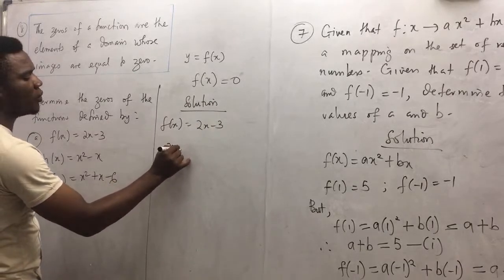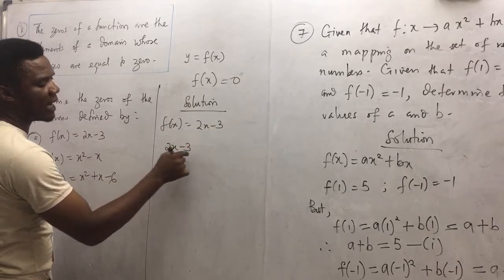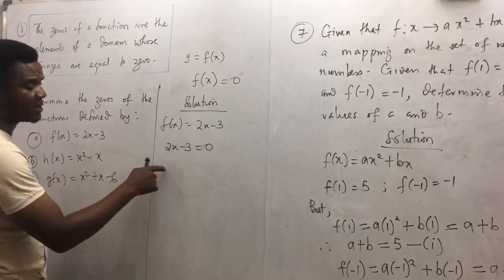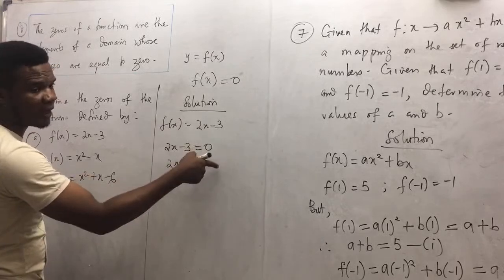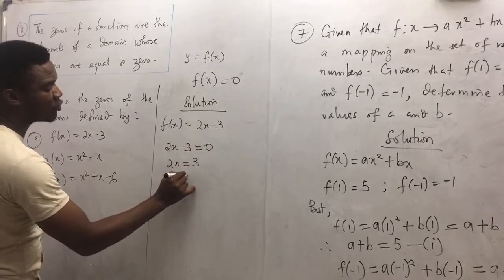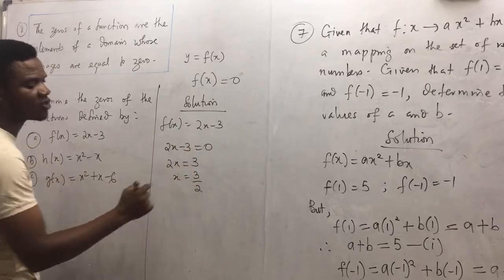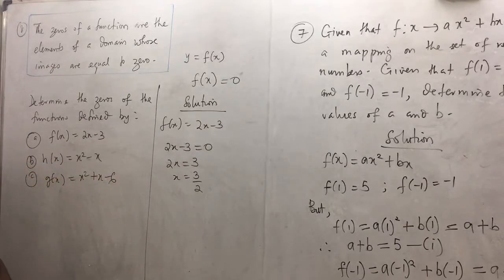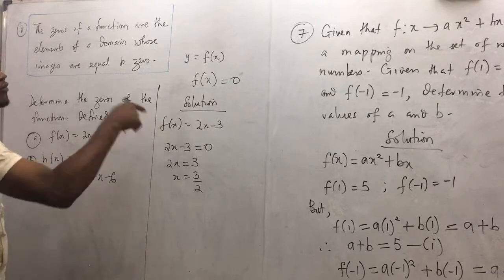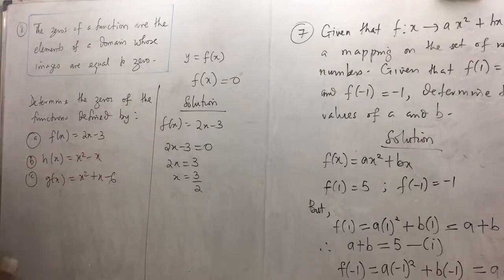All you have to do is equate f of x, that is 2x minus 3, to 0 and solve for x. So 2x is equal to 3 when 3 comes over to the other side, and x will be equal to 3 over 2 when you make it the subject of the formula. This value, x equals 3 over 2, is called the zero of this function. It is as simple as that.